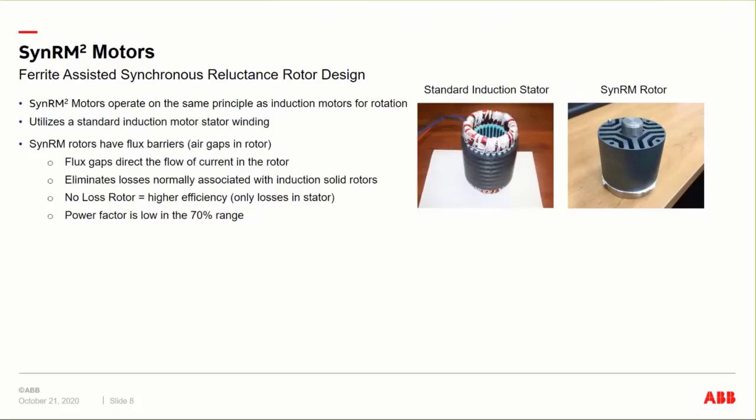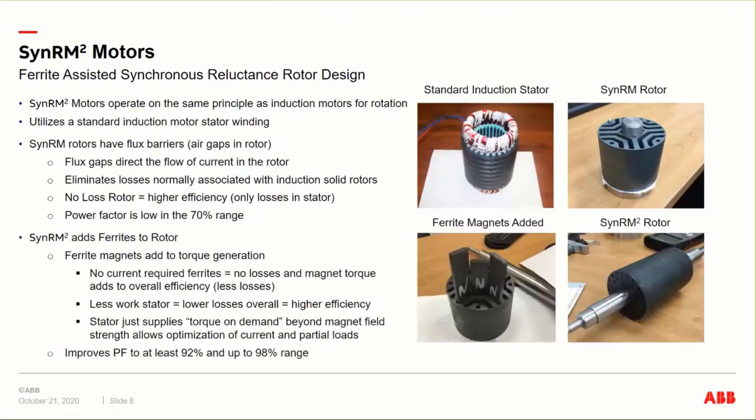So the SynRM squared motor enhances that by adding ferrite magnet material to the rotor. Now this is different than traditional permanent magnet motors because those use what we call rare earth magnet material. It's expensive, it's hard to source, it's volatile on the commodity market, so there's a lot of factors that don't make it attractive. Ferrites are ceramic, think refrigerator magnet material, easy to source, readily available, and those get inserted into the slots in the rotor, and you get a ferrite-assisted synchronous reluctance rotor here.